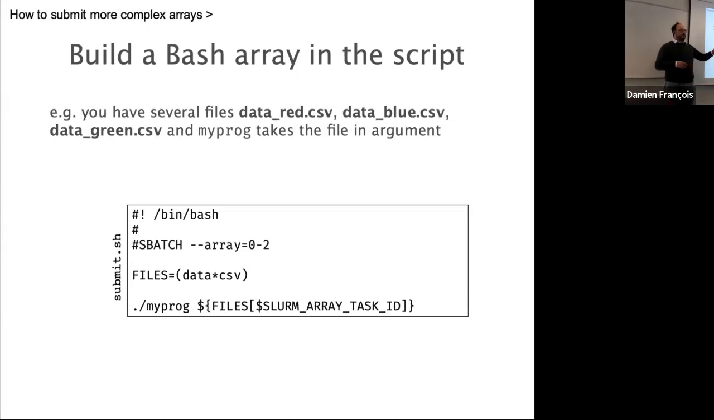Okay, so if you want to do a Slurm job array, but you don't have an integer and you have multiple files, the trick is to go through a bash array. So don't mix up the Slurm array with the bash array. But basically you need to create a Slurm array, a bash array, and make sure that you use the same index symbol.